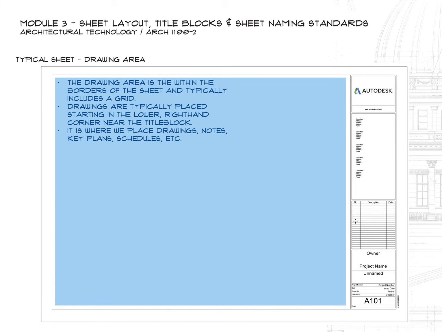Again, I think that the drawing area might be the most obvious. So it's located within the borders of the sheet, and it typically includes a grid. We like, rather than centering our drawings, rather than putting plans right in the middle, we actually like to start at the lower right-hand corner, like this. So something like that.